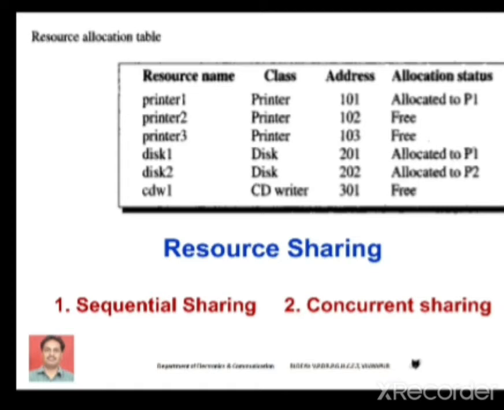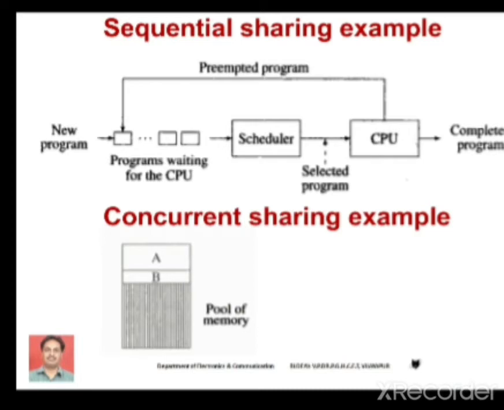In the same way, in a computer also, some of the resources can be shared only sequentially and some of the resources can be shared concurrently. Here we have an example for sequential sharing and also an example for concurrent sharing. The first example is sequential sharing. So remember, students, the CPU can always be shared sequentially. Only one program at a time can make use of the available CPU. That's why we say that the CPU is an example of a sequential sharing device.